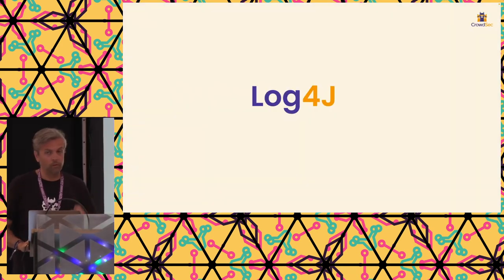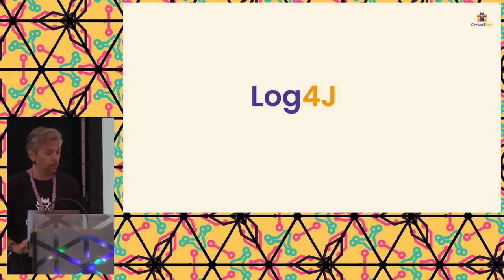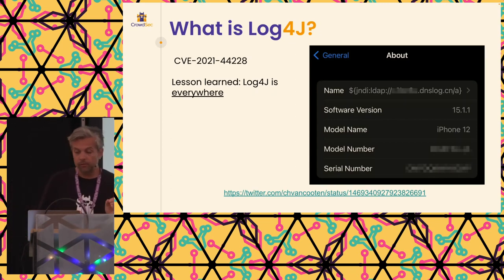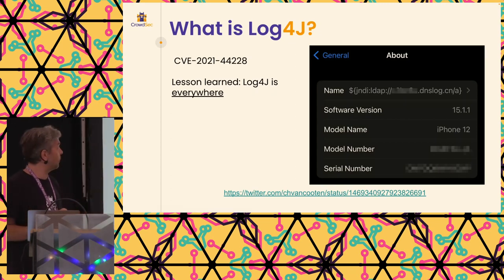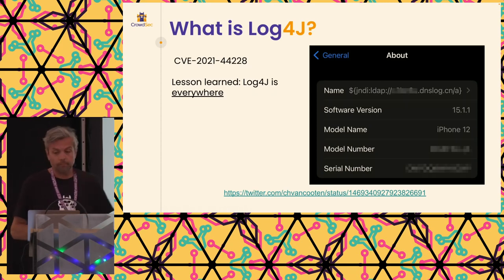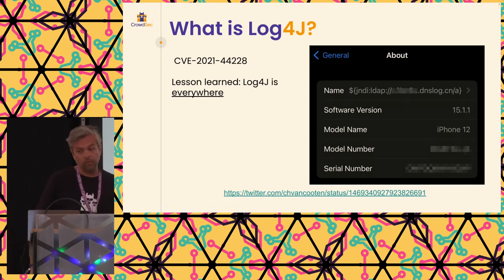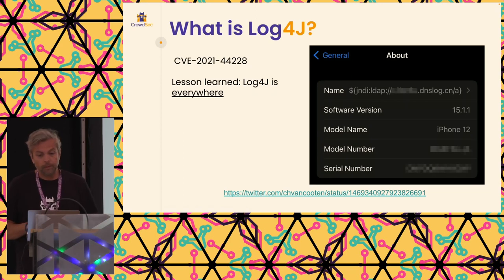All right, this is the part you came for. This is where we are now. If there are a couple of you who don't know what Log4J is, I'll give you the very short version. On December 9th last year, the Apache Foundation released info on a critical bug in the Log4J library, exploitable via remote code execution. And it turns out Log4J is used everywhere, and by everywhere, I mean everywhere, right?